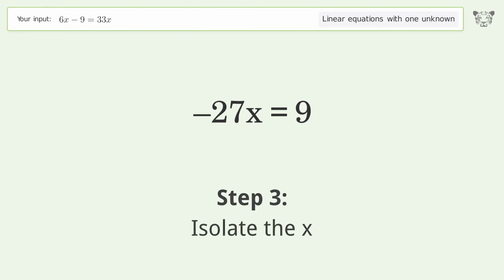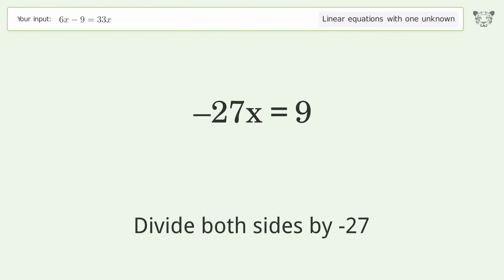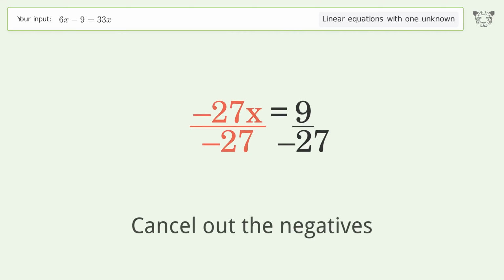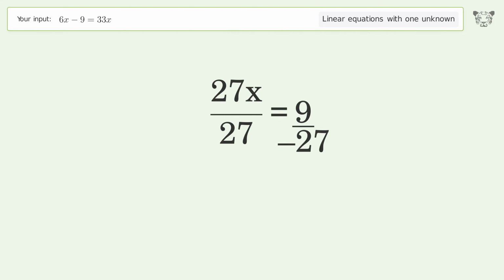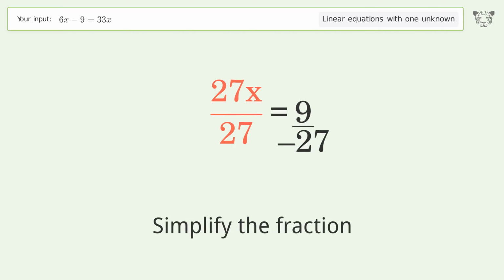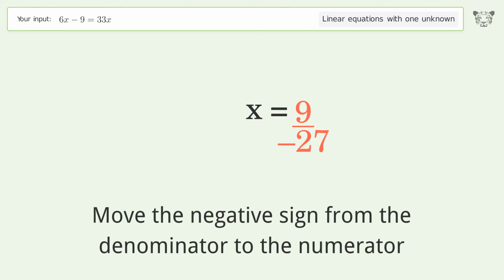Isolate the x. Divide both sides by -27. Cancel out the negatives. Simplify the fraction. Move the negative sign from the denominator to the numerator.